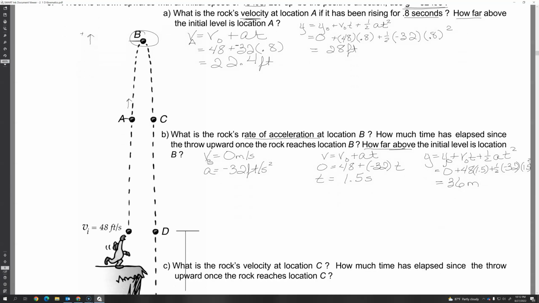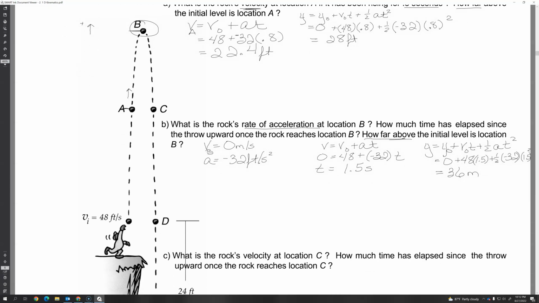Now, let's scroll down here. We need to know the velocity at location C. Now I want to point something out. What goes up must come down. So at this point, right here, we are 28 feet up.